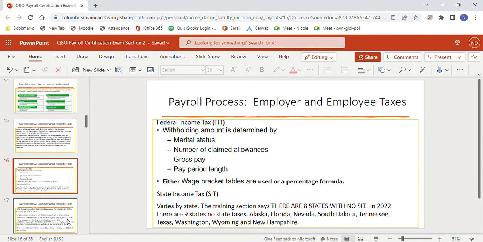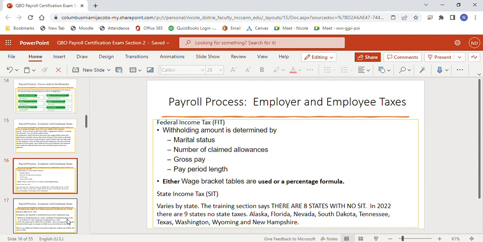So FIT is the federal income tax. It's a withholding amount determined by marital status, number of claimed allowances, gross pay, and pay period. You'd use either the wage bracket or the percentage formula to calculate it. And then you have SIT, which is the state income tax. It varies by state.